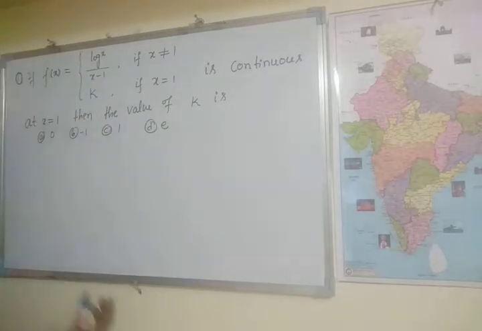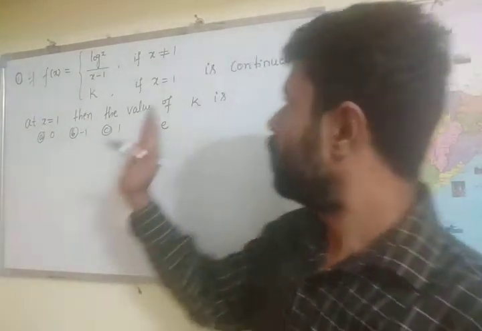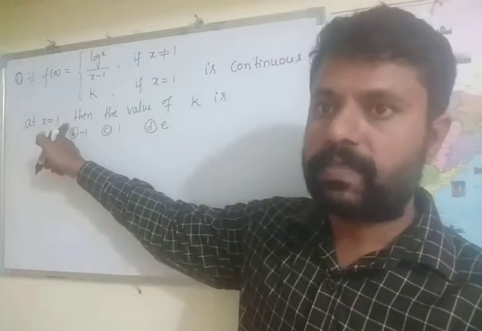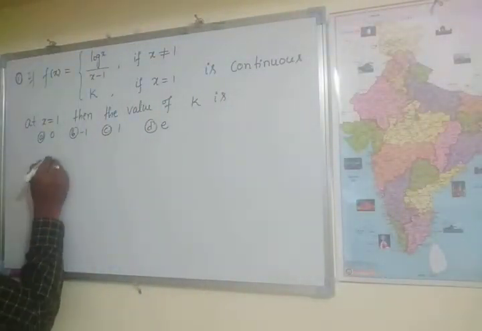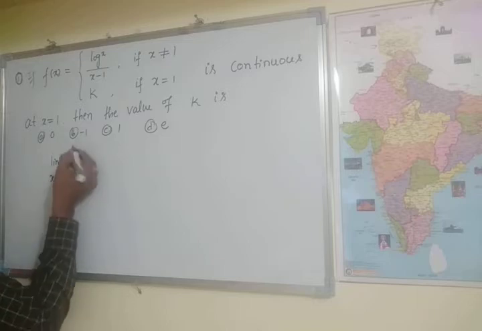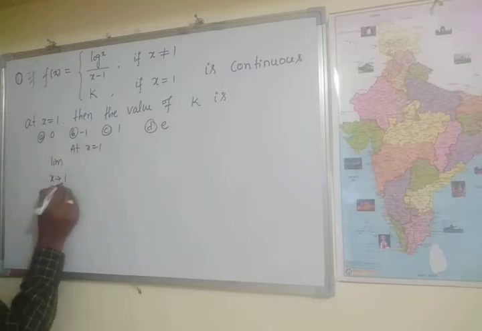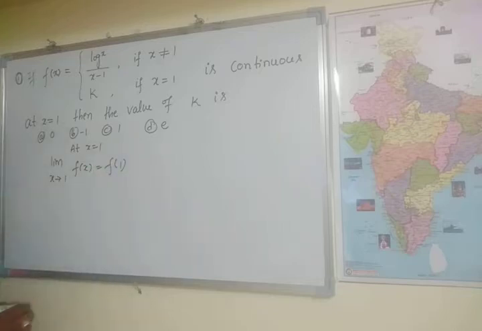Now, to solve this problem, we use the definition of a continuous function, because the given function is continuous at x equals 1. That's why we use the definition of continuity. Limit as x approaches 1 of f of x is equal to f of 1. This is the definition of a continuous function at x equals 1.